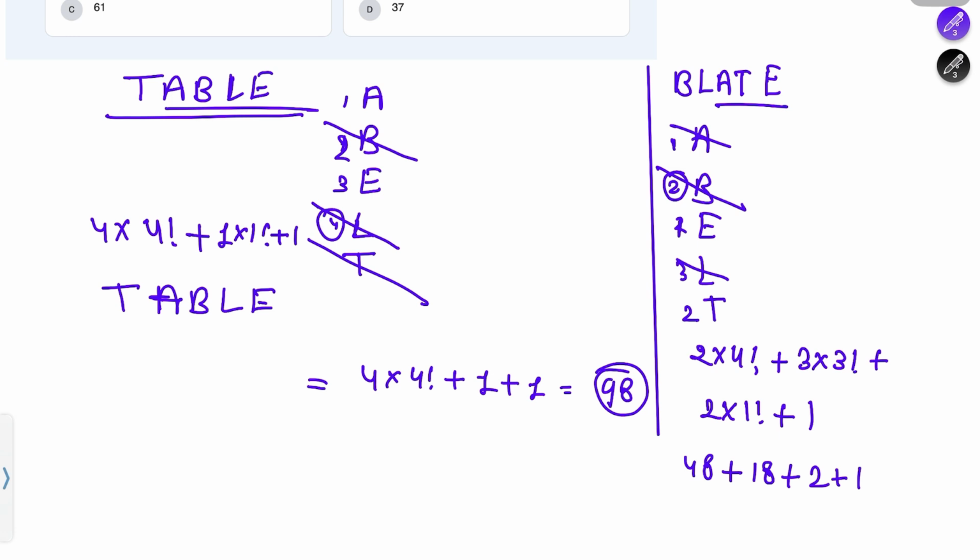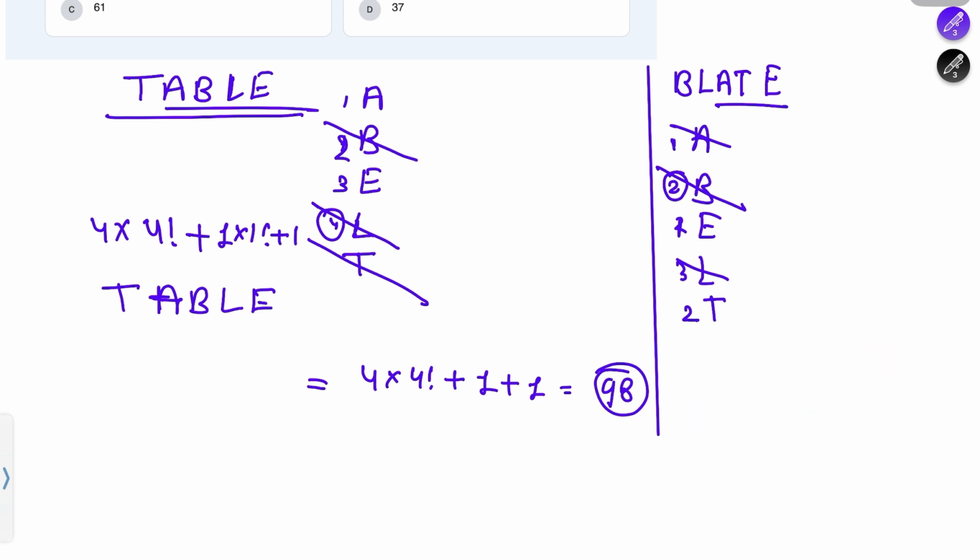4 factorial, starting from the first letter. Firstly is the B, and B is the only one letter before that, so 4 factorial. Then after this is the L, so L is the 1, 2, only two letters before that. So before that is only two letters, so that's why 2 factorial into 3 factorial, right?